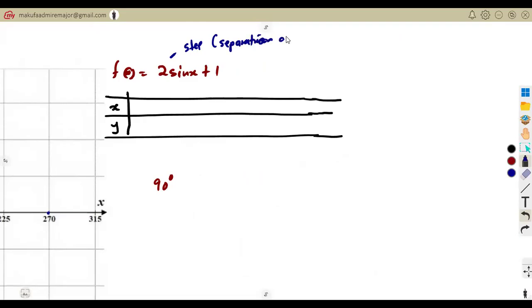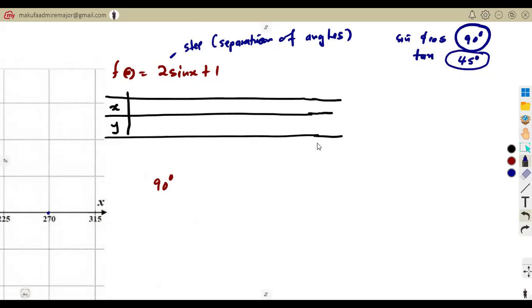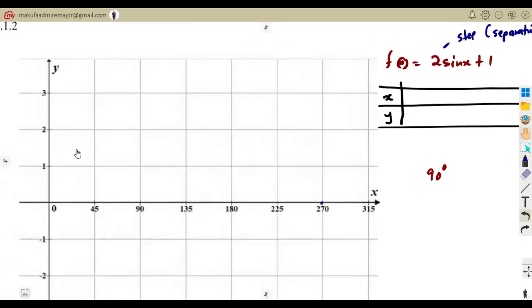The separation of angles. How are you going to separate your angles from one to another? The graph of a sine, whenever you see sine and cos, it is best to be separated at what? 90 degrees. The graph of a tan is the one which is best to be worked at what? 45 degrees. So here they combine because you're drawing two graphs at the same time. So do not work with those 45 degrees, okay, this is what I'm trying to say.